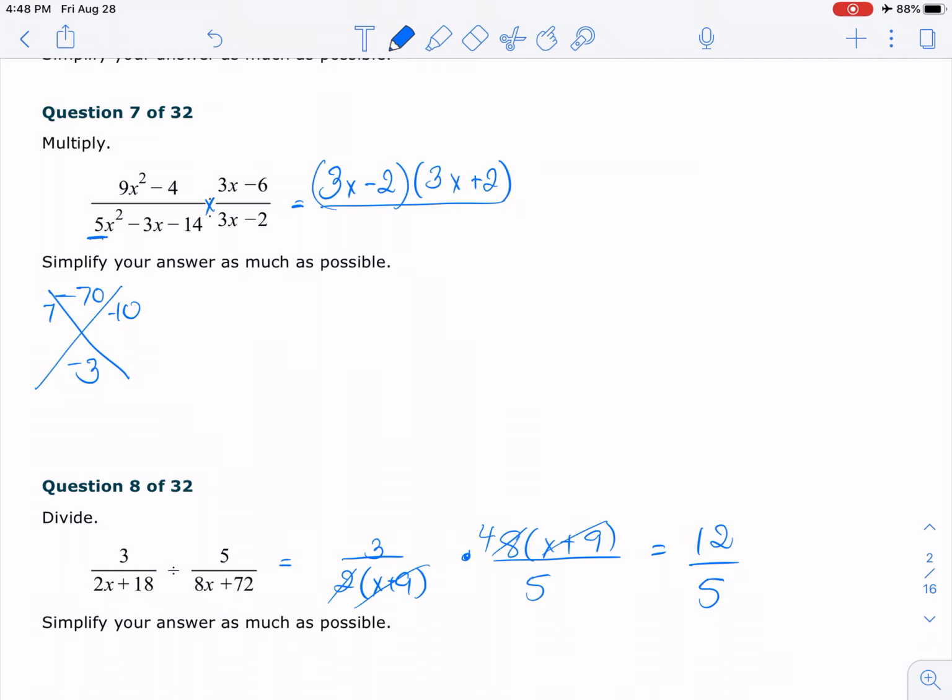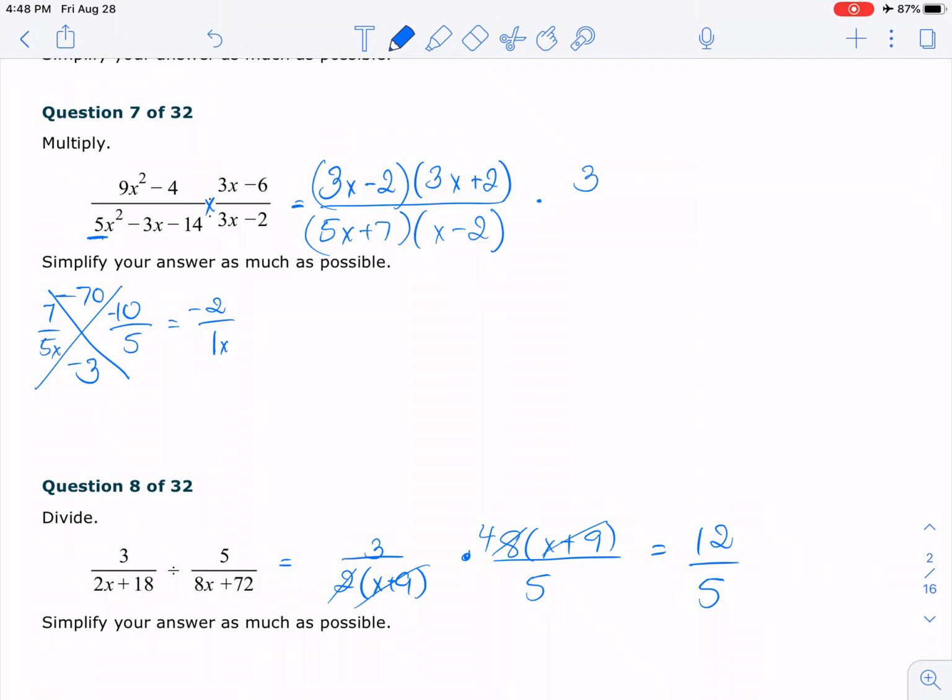So I'm going to take 5, which is this 5 right here, and divide these two numbers. And then you have to reduce it. It's very important for you to reduce. So now I'm ready to write my answer, which is 5x plus 7 and x minus 2.